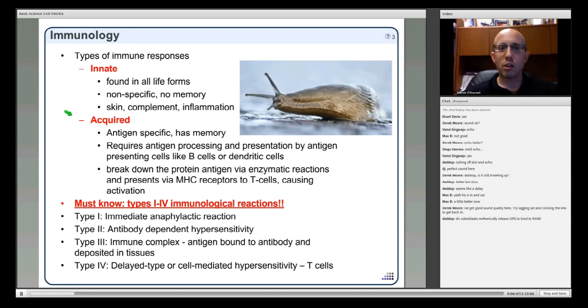So in addition to these two general types of immune response, you have to know your types 1 through 4 immunological reactions. Type 1, the anaphylaxis, 2, antibody-dependent, 3, immune complex, and 4, delayed type hypersensitivity.